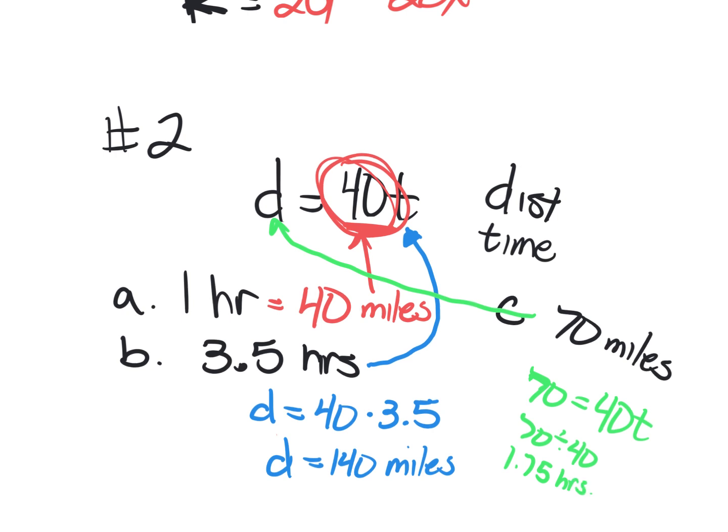Okay, part A, what is the number of the problem? How far can it go in 1 hour? Part B, you're going to multiply the hours by the speed. And part C, you're going to divide the distance by the speed.